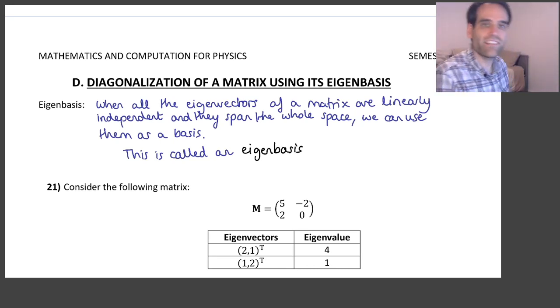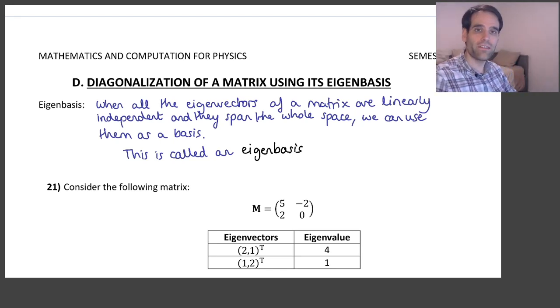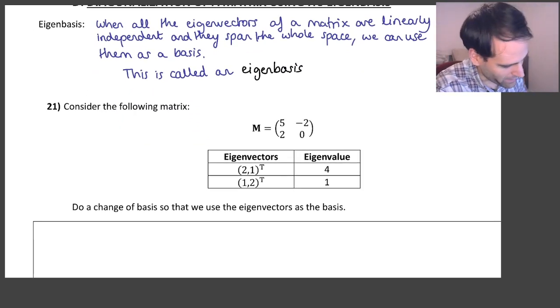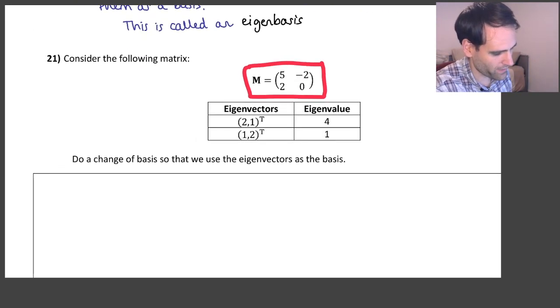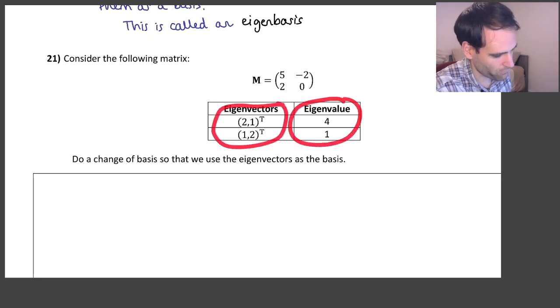And when we change the basis of a matrix into this eigenbasis, very special things happen. Spoiler, the matrix becomes diagonal, but let's see an example. So let's do it with an example. So consider the following matrix: M equals 5, minus 2, 2, 0. If you calculate the eigenvectors and the eigenvalues, you get these two eigenvectors with these two eigenvalues.